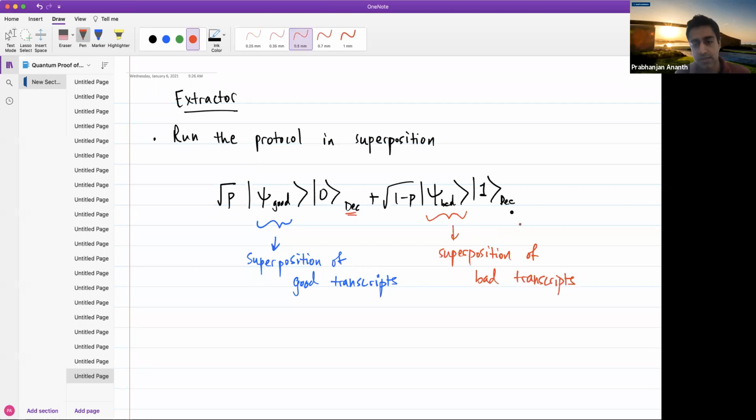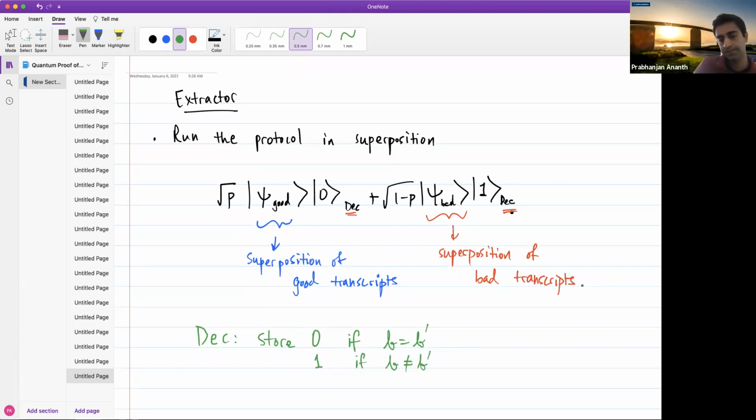And this register is supposed to store 0 if B was the same as B prime, or store 1 if B was not B prime. So if the transcript is good, then the extractor's bit B prime is the same as the sender's bit B, so you store 0 there. And if it's a bad transcript, B prime is not the same as B, so you store 1 there.